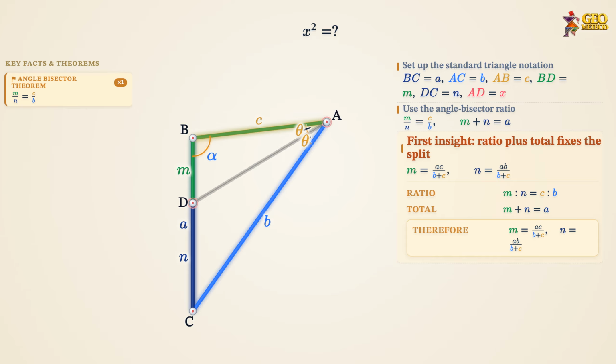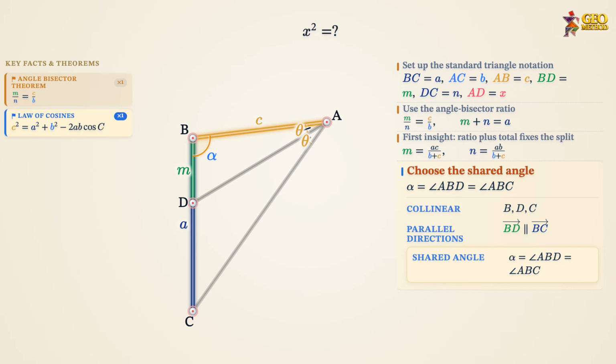First insight: the ratio and the total determine both pieces at once. Divide the total, segment a, into c to b shares. The first piece, m, is a times c over b plus c, and the second piece, n, is a times b over b plus c.